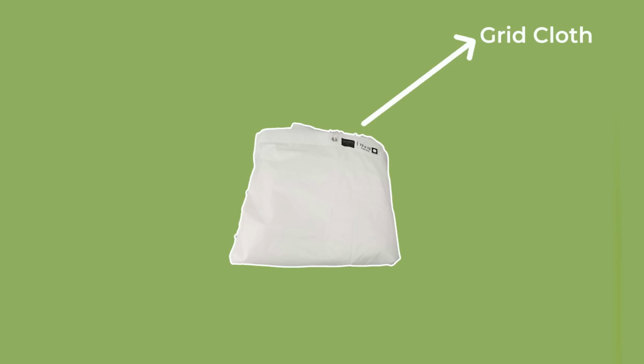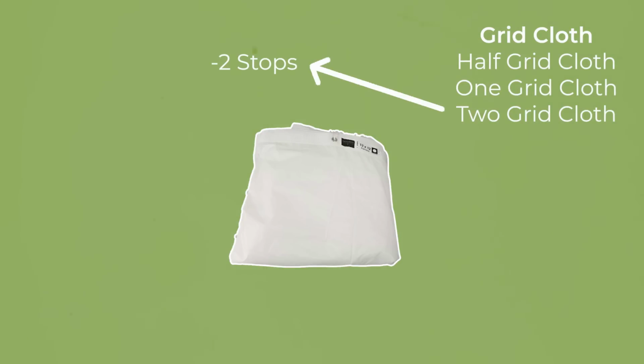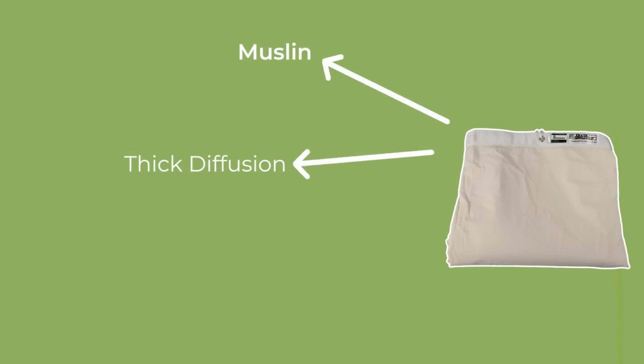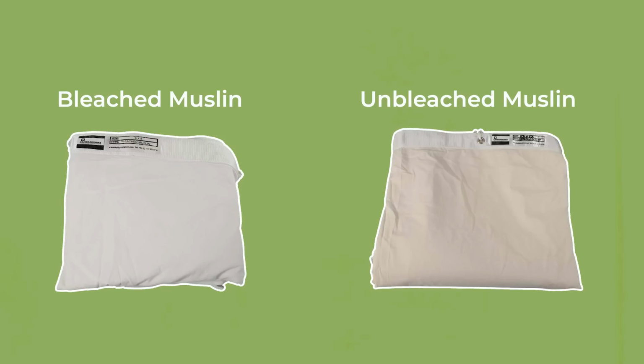Grid cloth is a popular waterproof fabric that comes in various strengths, such as a half, 1, or 2. Each number refers to how many stops of light it will reduce, so a grid cloth 1 will reduce the strength of your light by 50%. Finally, there's muslin. This is a much thicker textile which comes in either white, called bleached muslin, or a warmer cream, called unbleached muslin.